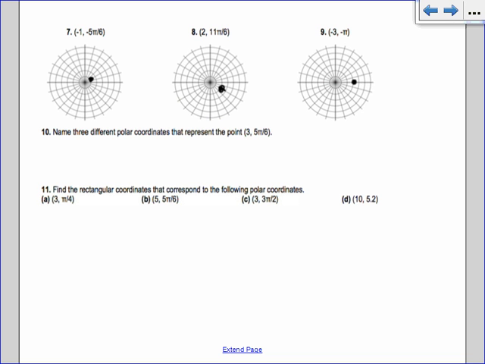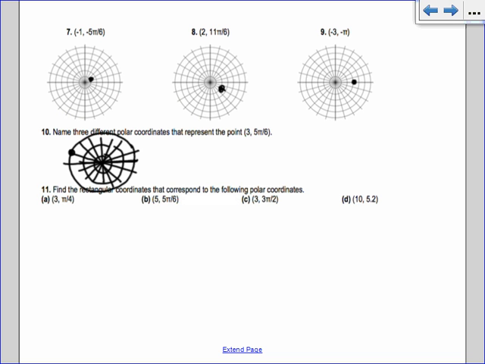Okay, so name 3 different polar coordinates that represent the point (3, 5π/6). So if I'm doing the polar coordinates and I don't have any graph paper already set up for me, polar coordinate paper, and you can always download that online. Here's a radius of 1, 2, and 3. So we're going to go 5π/6 and then 3. 1, 2, 3. It's right there.